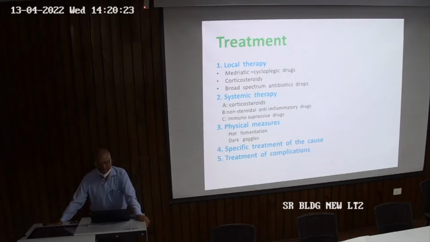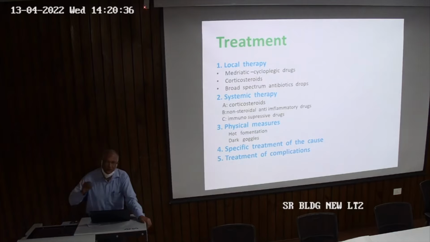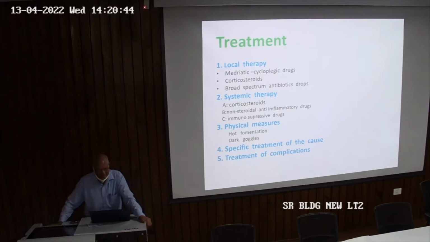We will start mydriatic drops, a cycloplegic drug, corticosteroid, and broad spectrum antibiotic drops. That we have to start immediately, whether we have diagnosed the case or not. But uveitis is there, that we have seen. So we will start these things: cycloplegic drug, steroid, and antibacterial or antibiotics.